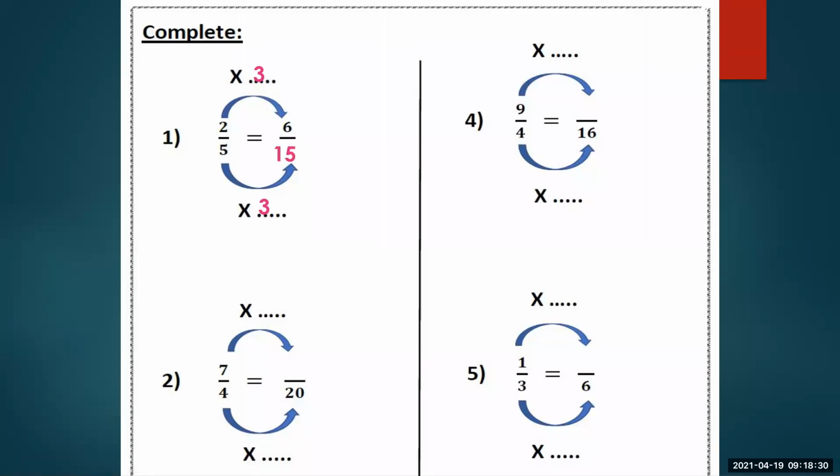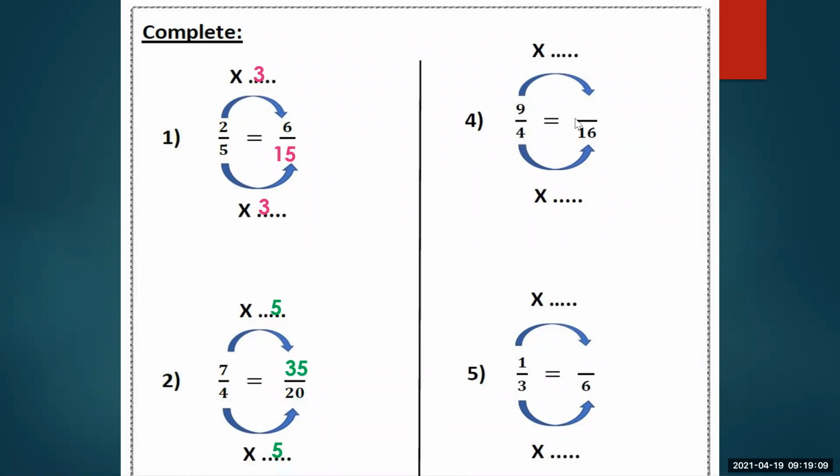Great, my dears. Great, Yasin. Great, Ya Omar. Excellent. Okay, number two. I don't know the numerator, so I will look at the denominator. 4 times what will give me 20? Excellent, Yasin. 5. What I do down, I must do up. So 7 times 5 is 35. Great, Yasin. Excellent.